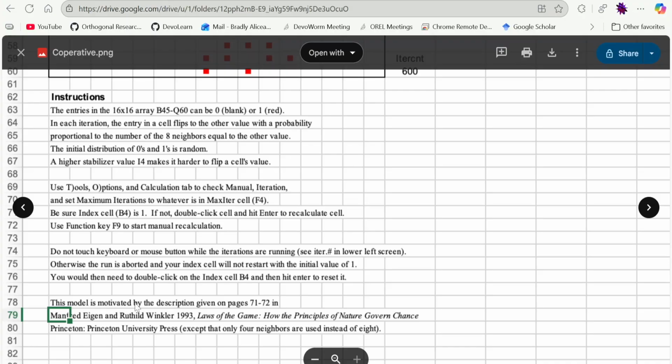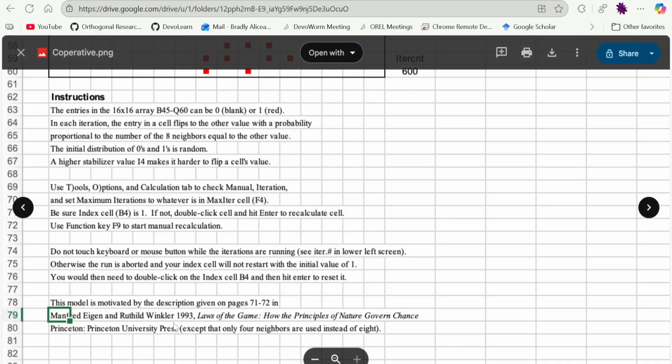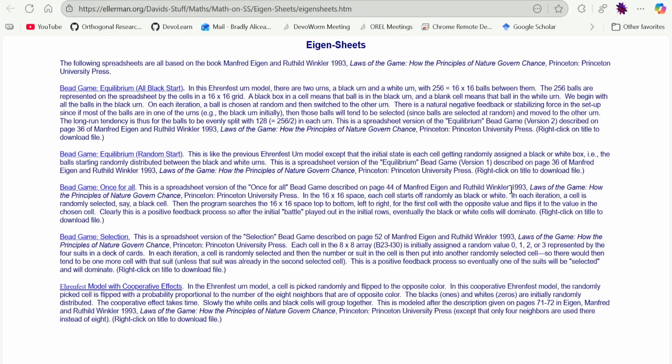Okay, this model was motivated by the description given on pages 71 to 72 in Laws of the Game. So if you're interested in following up on this and playing with the spreadsheets, they have this set of Eigensheets. This is kind of like for these different parts of Laws of the Game. So we have bead game equilibrium, where you have an all black starting state. Bead game equilibrium, where you have a random start. There is this bead game once and for all, and I didn't talk about that yet.